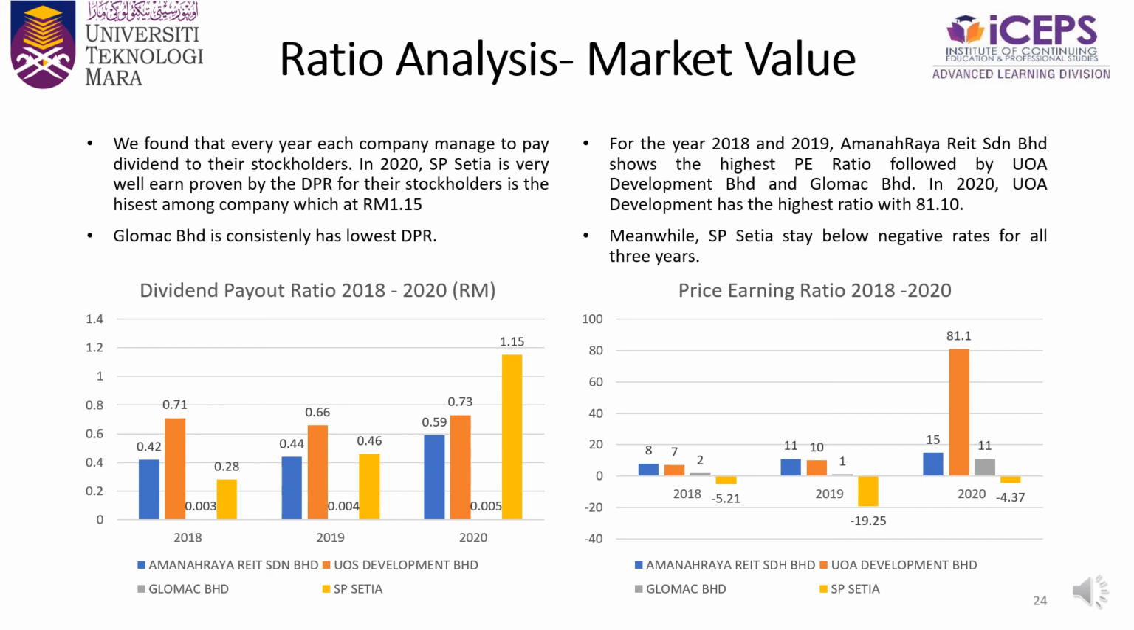Second is price earning ratio. For the years 2018 and 2019, Amanah Raya REIT Sdn Berhad shows the highest PE ratio, followed by UOA Development Berhad and Glomac Berhad. In 2020, UOA Development has the highest ratio with 81.10. Meanwhile, SP Setia stays at negative rates for all 3 years in a row.